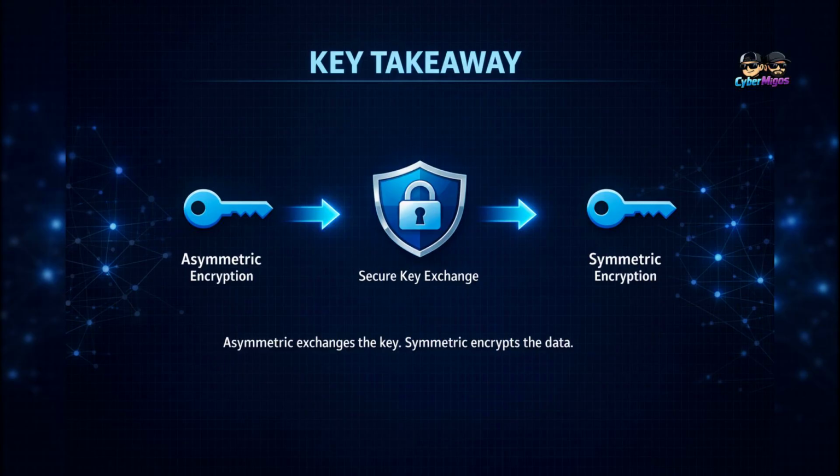Key takeaway. Asymmetric encryption securely exchanges the key. Symmetric encryption protects the actual data. Together, they secure internet communication.